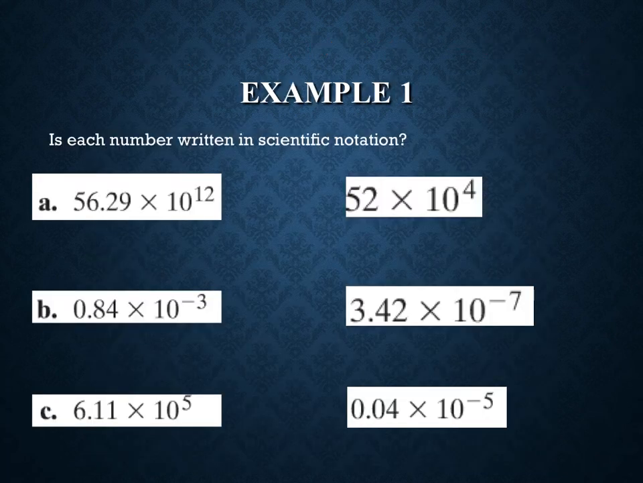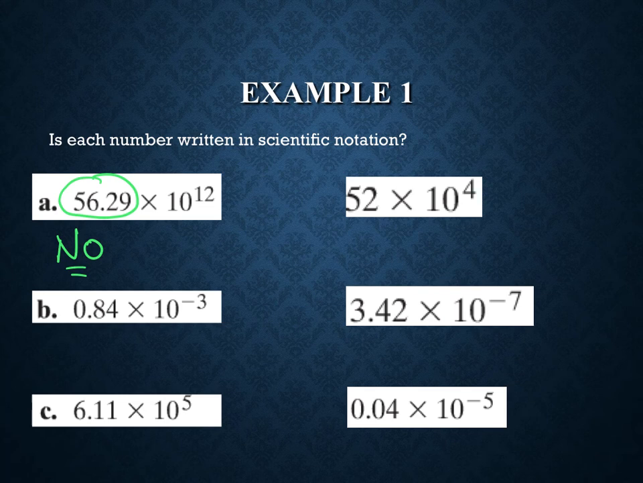So for example 1, it wants us to tell whether or not the number is written in scientific notation. If we look at part A, we have 56.29 times 10 to the 12th. Right away, I notice that I have 56.29. This tells me that this is not written in scientific notation because 56.29 is not a number that is in between 1 and 10.